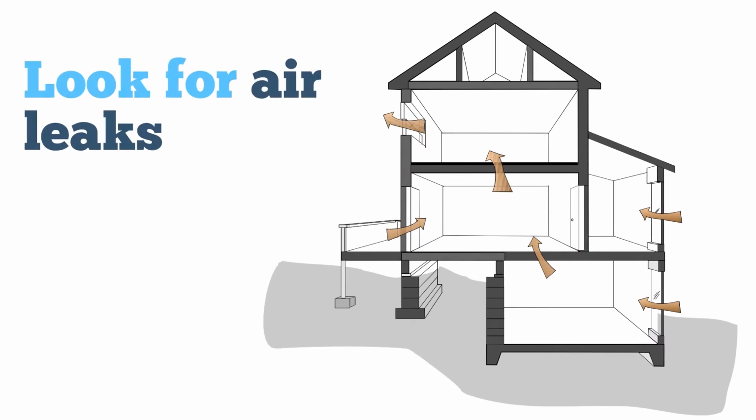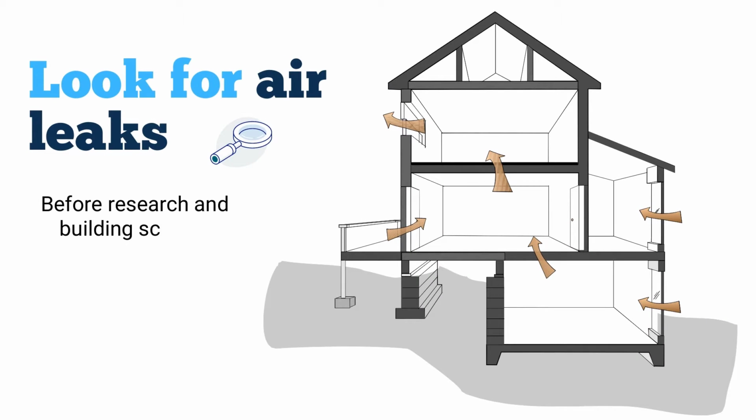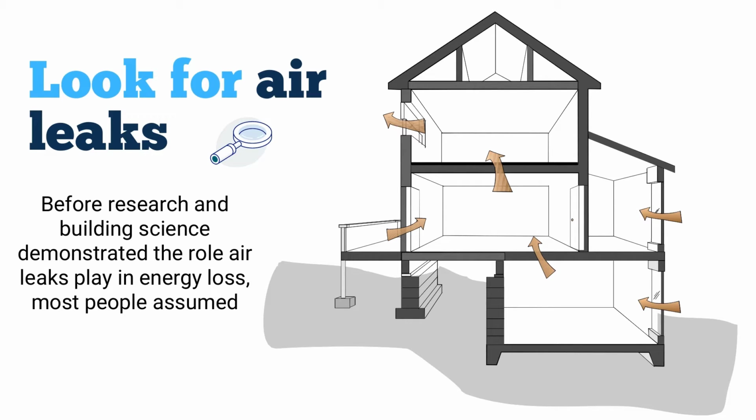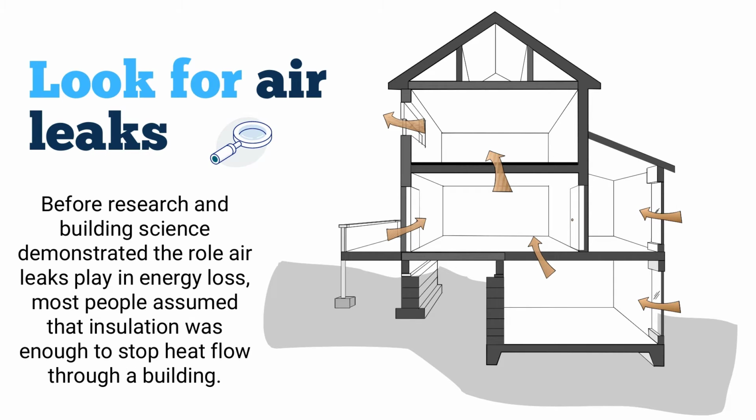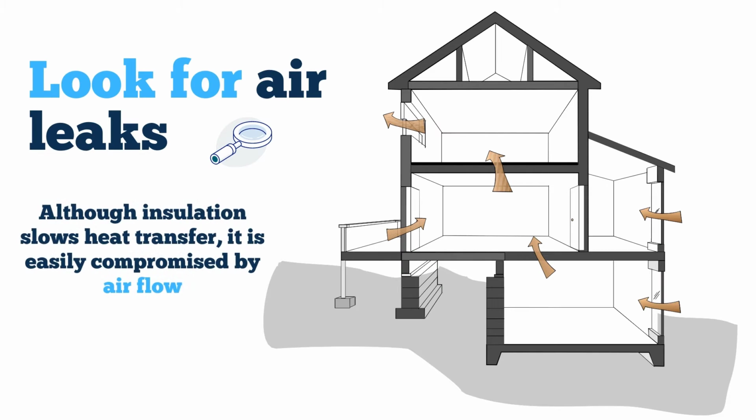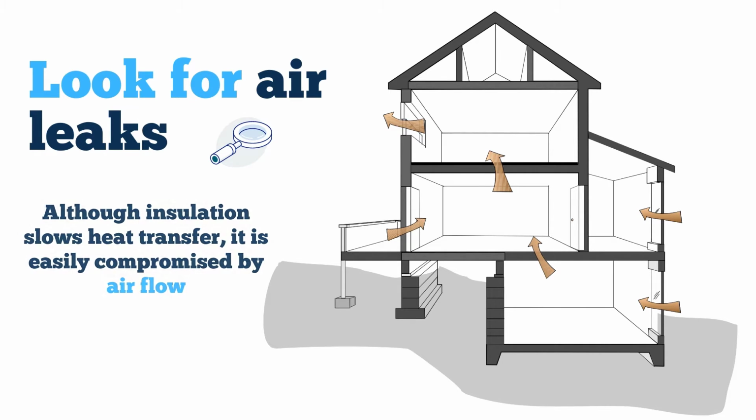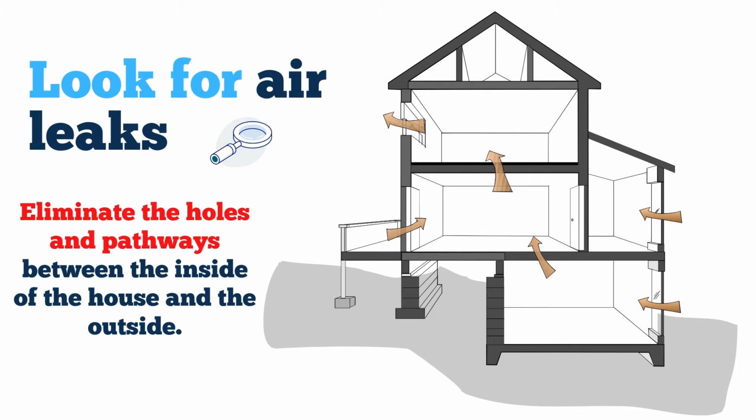Look for air leaks. Before research and building science demonstrated the role air leaks play in energy loss, most people assumed that insulation was enough to stop heat flow through a building. Although insulation slows heat transfer, it is easily compromised by airflow, whether driven by outside wind conditions or convection currents within the building. The only way to stop this air movement, and the associated heat loss, is by eliminating the holes and pathways between the inside of the house and the outside.